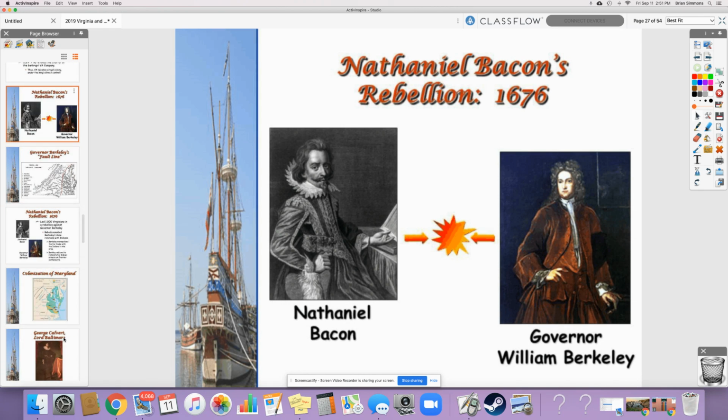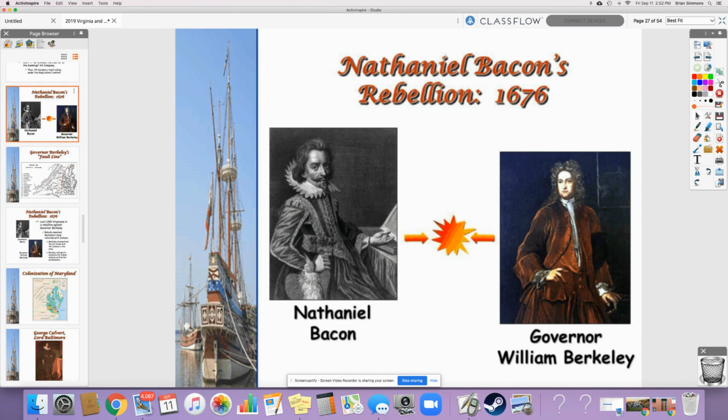The last major thing that I want to talk about with Virginia is a rebellion that takes place in 1676, and that's Bacon's Rebellion. This is an important rebellion to know about because it tells us a lot of things about the establishment of the colony, the future of the colony, and also the divisions that existed in all colonial regions.